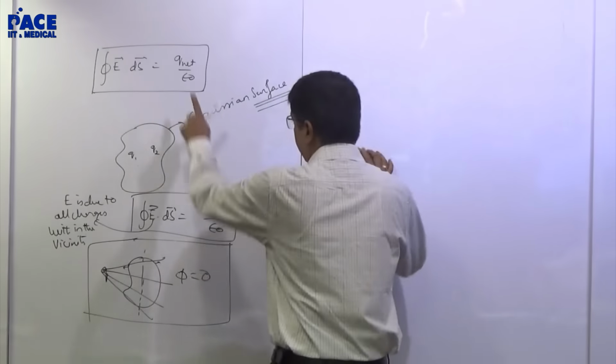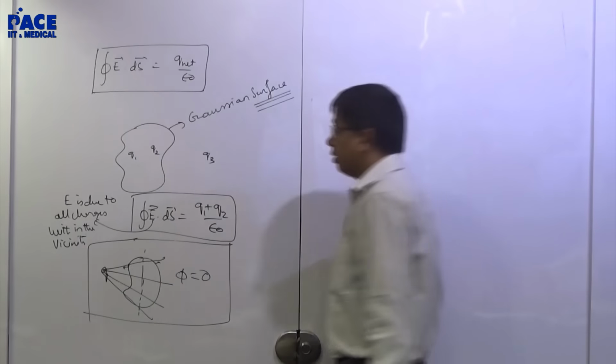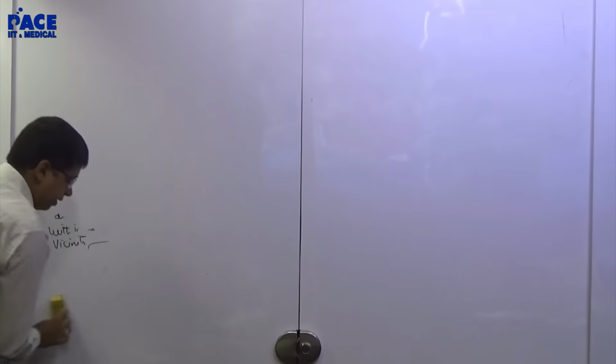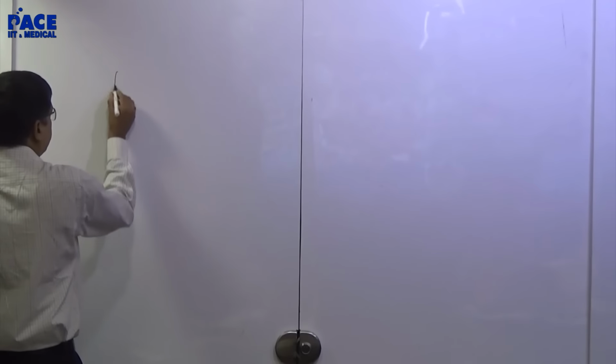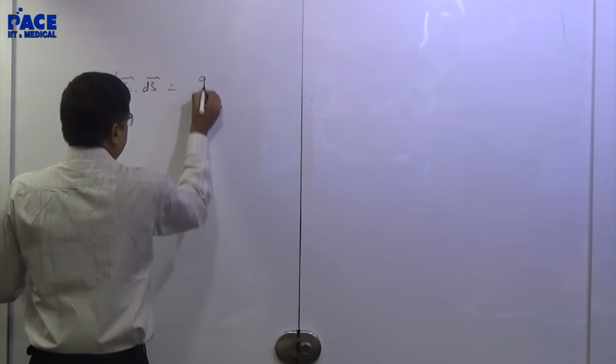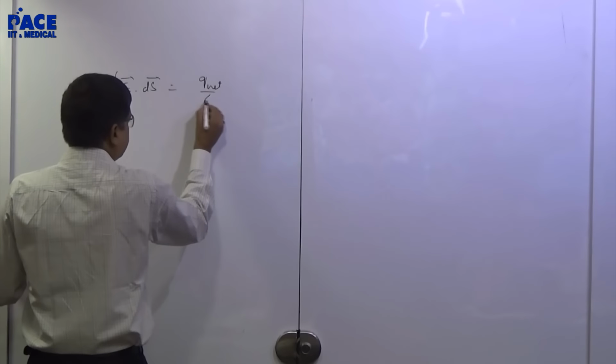Now listen. Can I rub this part? First of all, we will try to justify what we have told. You are telling me closed integral E dot ds is equal to Q net by epsilon naught.